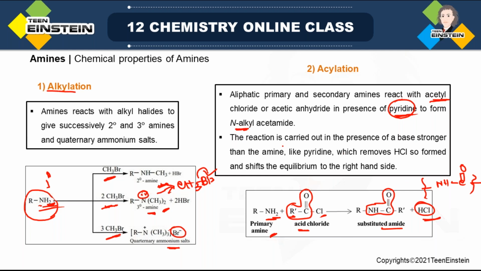Now if the reaction is carried out in presence of a base which is stronger than amine, then what will happen? It will remove the HCl so formed. So equilibrium will be shifted from left hand side to right hand side. Fine. Because the concentration of side product is reduced in presence of pyridine. So this is the acylation.